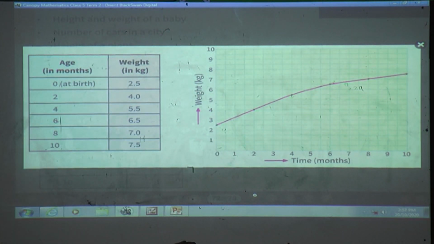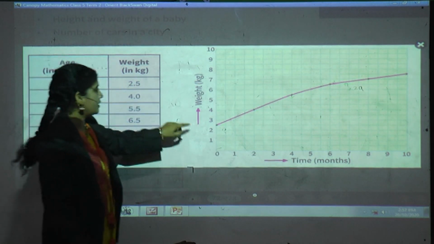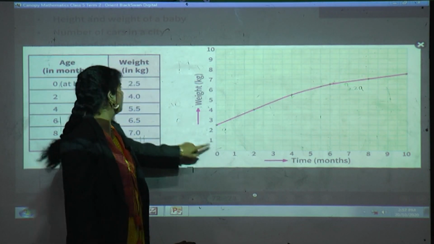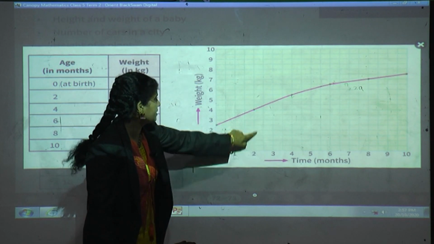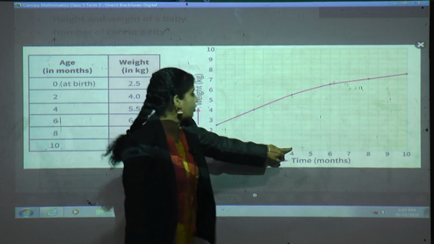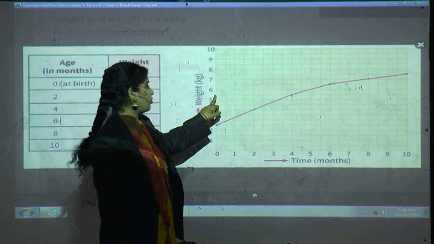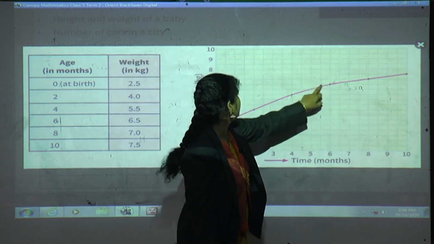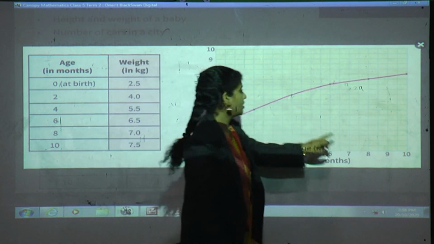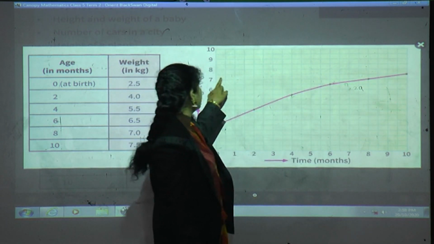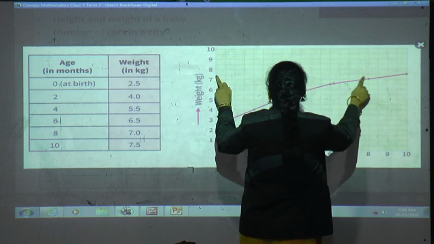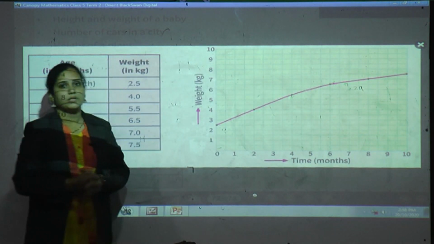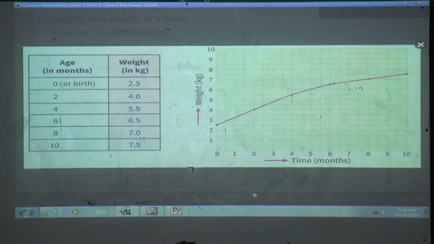Okay. Now the dots are put at 0 month, 2.5. Here is the 2.5, that means 0 months. 2 months, 4.0. Here is the 4. At 4 months the weight is 5.5, and at 6 months the weight is 6.5. At 8 months the weight is 7 kg, and at the 10th month the weight is 7.5. So in this way we can show a line graph.